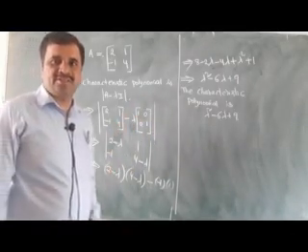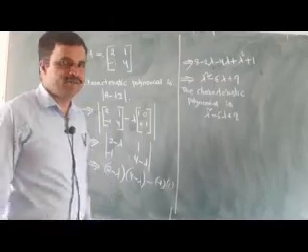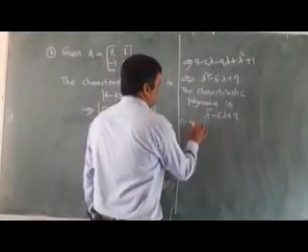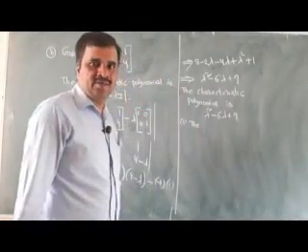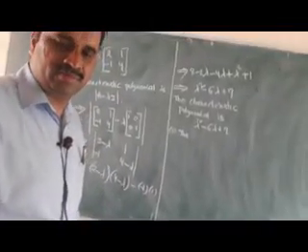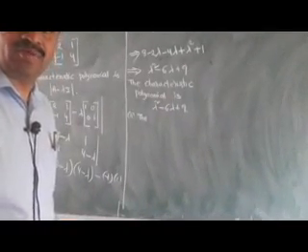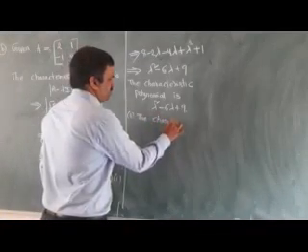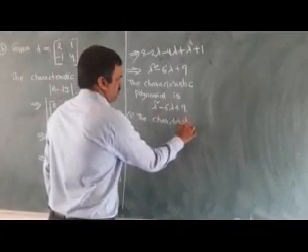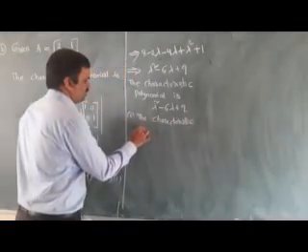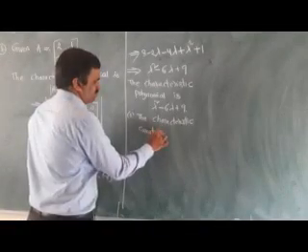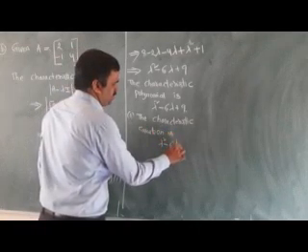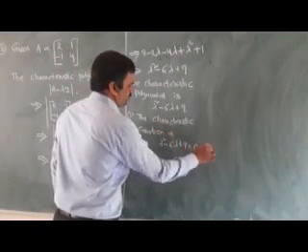Now I want the characteristic equation. Simply equal to 0, I have to write. Come on, write. Number 2. The characteristic equation is lambda square minus 6 lambda plus 9 equal to 0. I think now you can see properly.